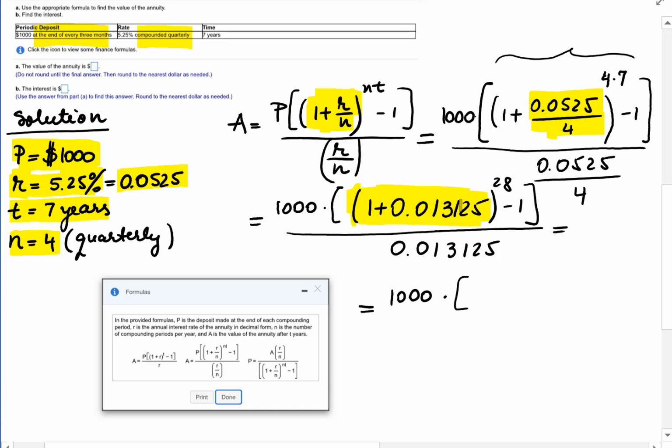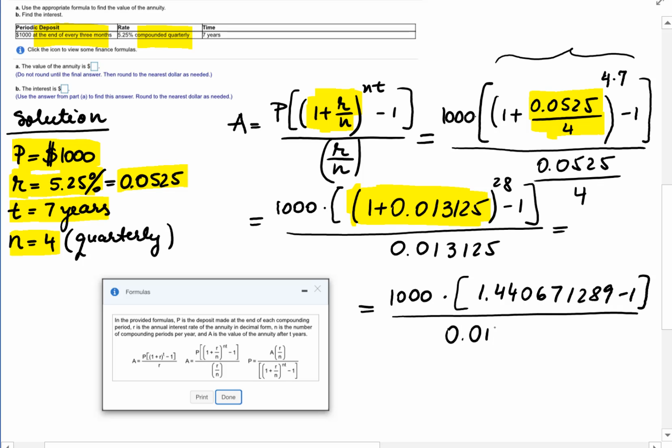So when we do the math, we get 1,000 times, well, I am going to add these two, which is going to be 1.013125, and we raise that to 28, so we get 1.4406711289 minus 1, everything divided by 0.013125. So multiply the 1.4406711289 by 1,000 and then divide it by 0.013125.